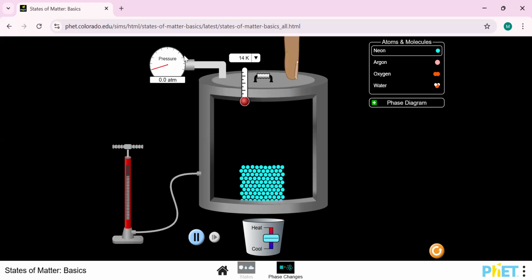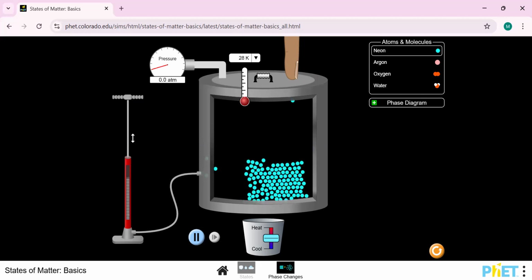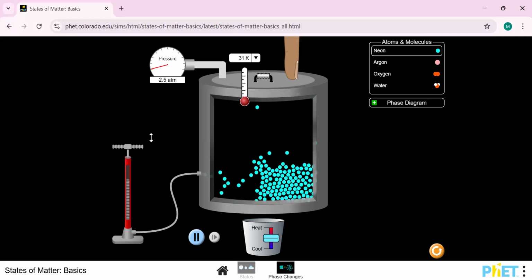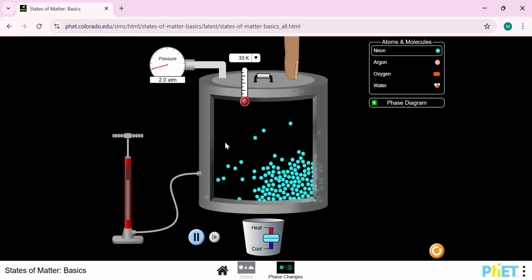What are the special components here? One is a pump, another is a pressure indicator, and the temperature is also noticed in this place. When I want to increase the temperature, first I want to increase the number of molecules. I increase the molecule numbers with the help of this pump. When I press the pump, the number of molecules increases in this area. Is that clear?